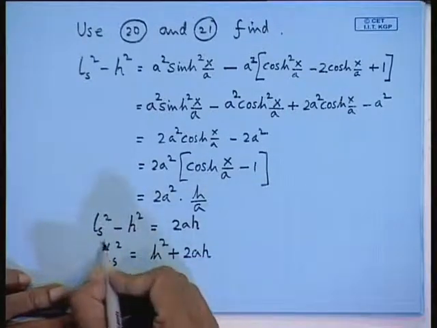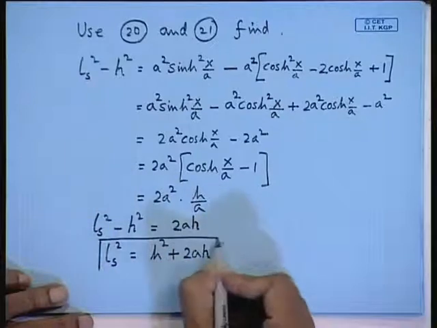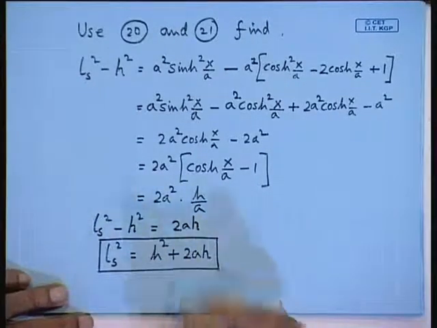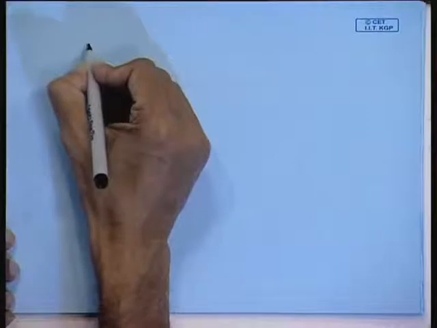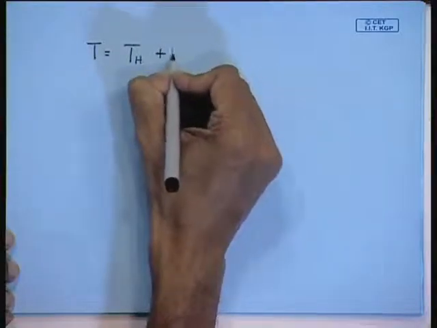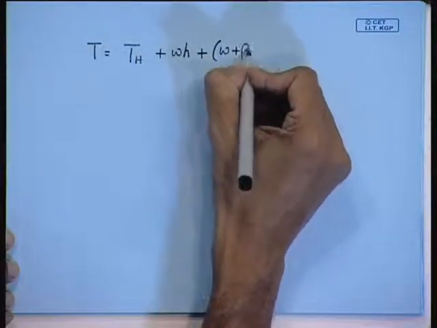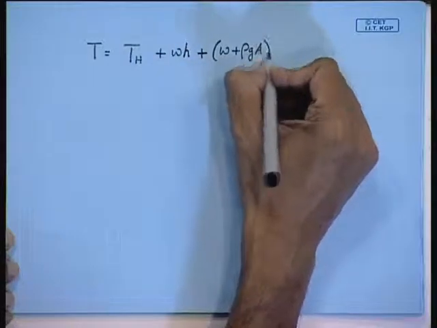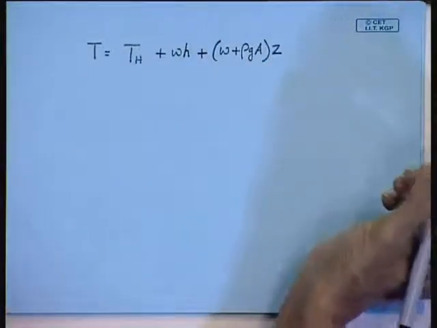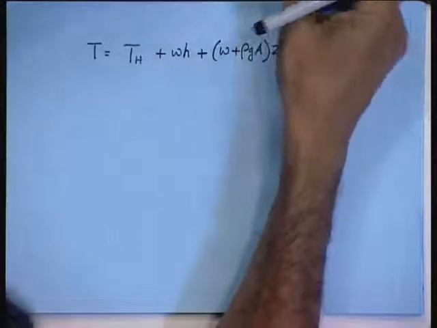So this expression we have got. Now you write down the expression for line tension. So line tension, what was our equation? The T, capital T. T h plus W multiplied by h plus W plus rho g A, and you keep outside the bracket that z value. So this expression we have already derived previously. I think in your notes this got jumbled up, this expression.